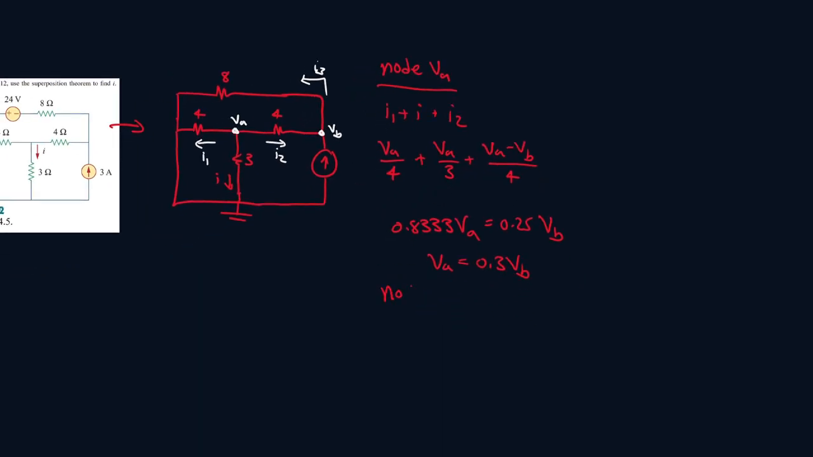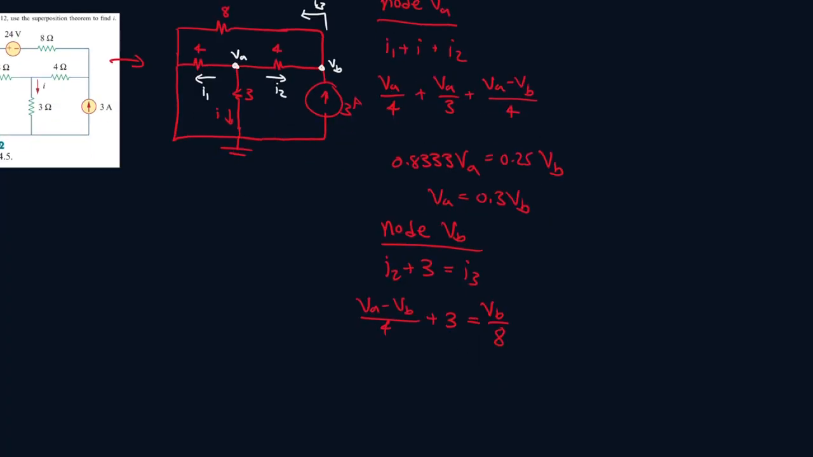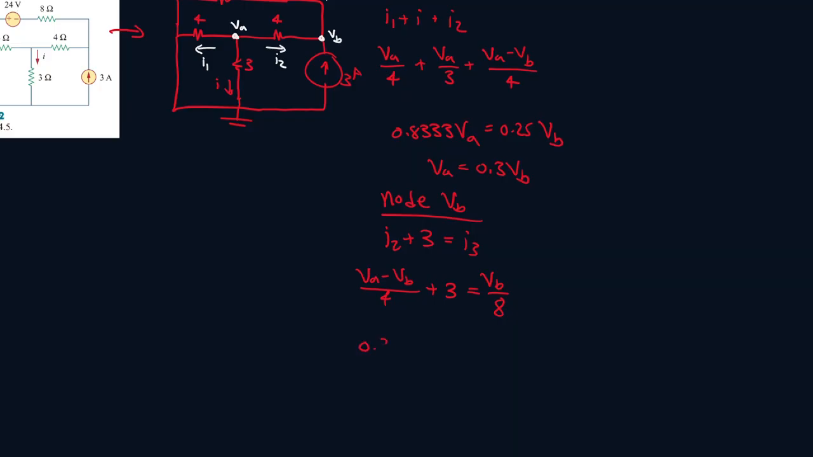Now for node VB, it's I2 plus this value, this was 3 amps, so plus 3 equals I3. So I2 will be VA minus VB all over 4 plus 3 equals I3, which is VB minus 0 all over 8. So VA, let's substitute: 0.3 VB minus VB all over 4 plus 3 equals VB over 8.